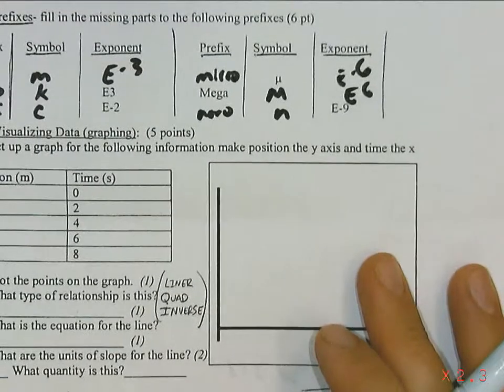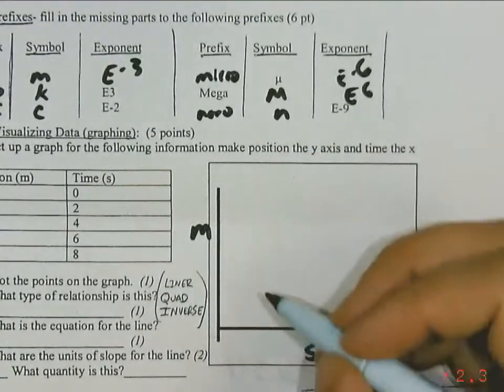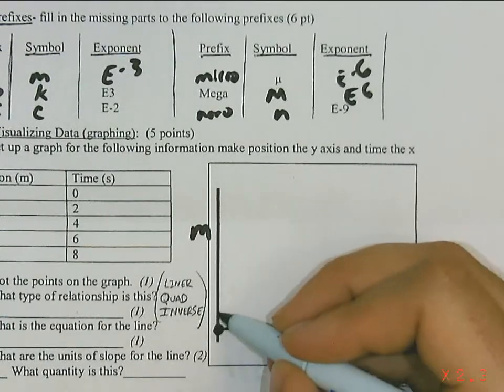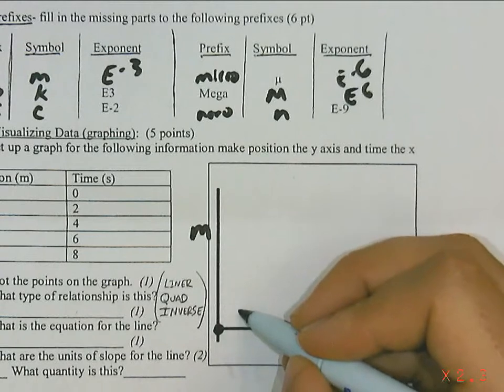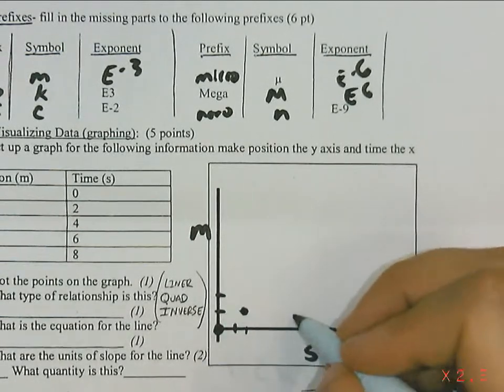Time to plot some data. We're plotting position over time, meters over seconds. First position is 0, first time is 0. Then we have 1 and 2, somewhere over here. And then we have 2 and we have 4.